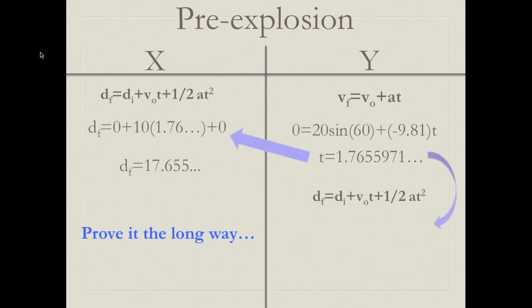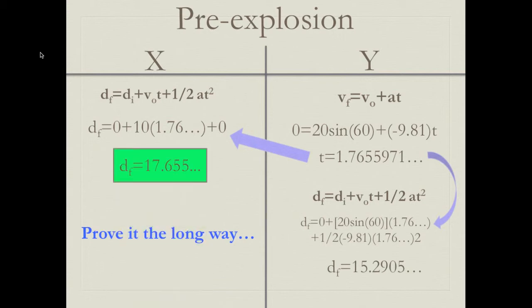So you will need your y direction d final. So we just plug all the numbers in and you get a d final of 15.2905, etc. Again, you're going to need to keep all the decimal places because this is not your final number. So don't round off on this. And you're going to need the d final in the x direction because that is part of the solution.